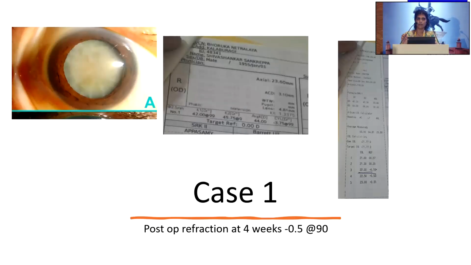I will go through a few cases for which I used contact biometry in spite of having optical biometry, which gave me similarly good results. This is a case of mature cataract, where I tried to do an optical biometry and did not get any scan. Then with the contact biometry, I went ahead implanting the chosen IOL power. The post-operative refraction at 4 weeks was -0.5 at 90 degrees, which was acceptable.